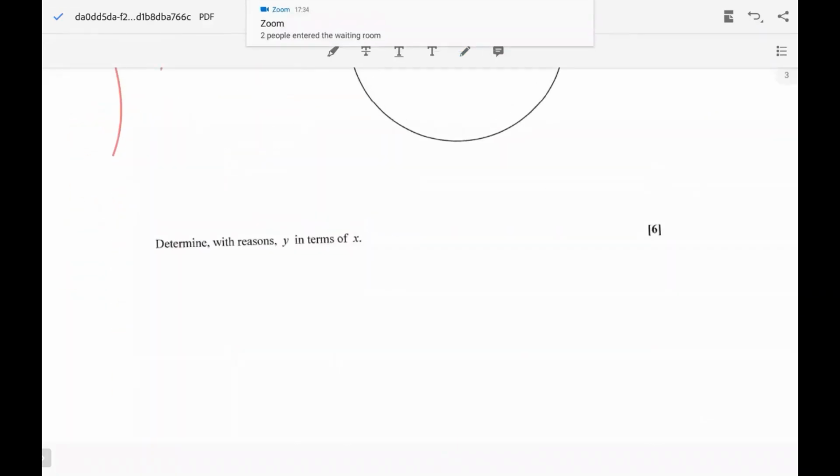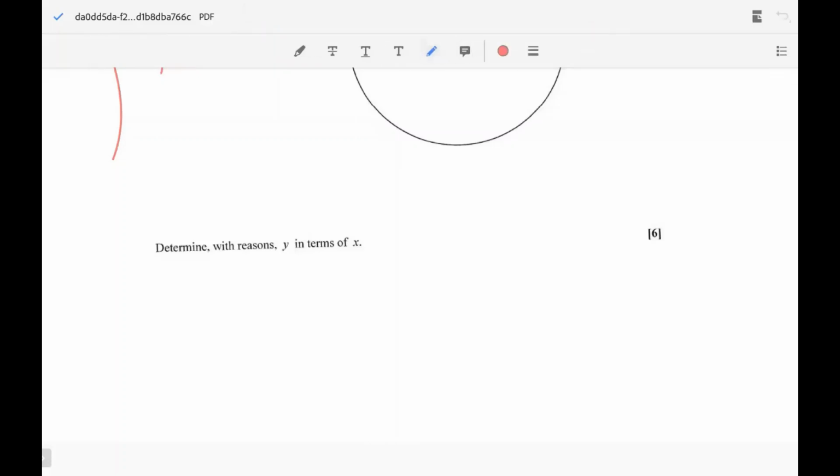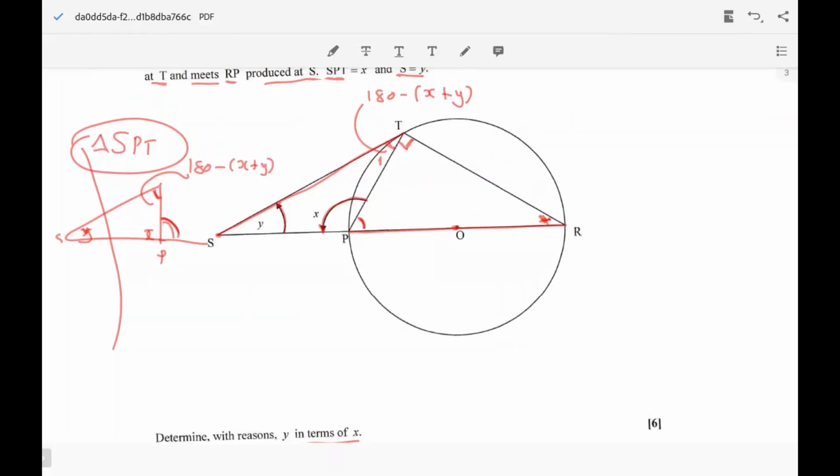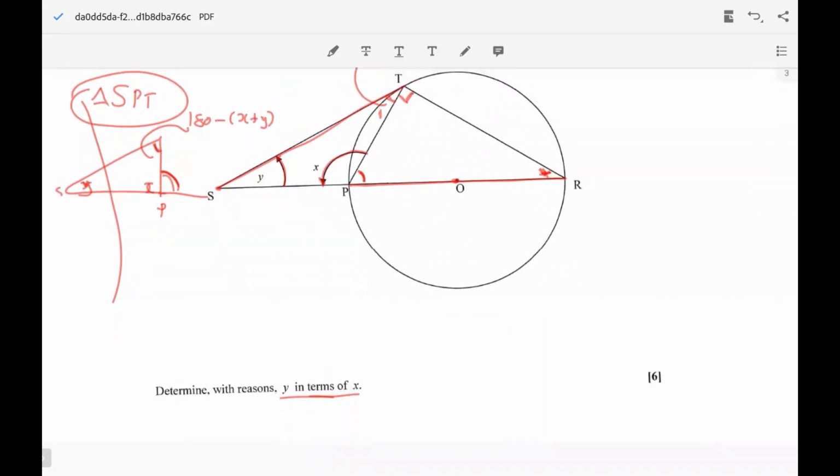The question asks us to determine, with reasons, y in terms of x. So we need to express y in terms of x. So what do we so far know, or what do we so far have? Angle R, we know that angle R would definitely equal angle T1. That's according to the tan chord theorem.